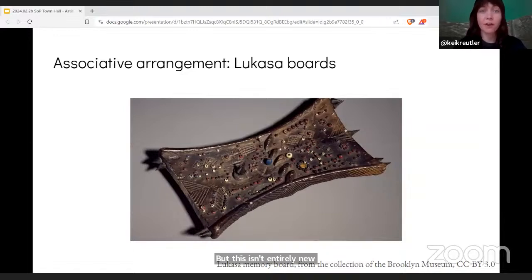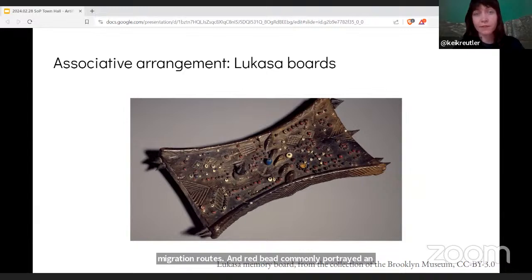Certain practices of artificial memory display associative over taxonomic arrangement. In the Luba Empire, court historians known as Bana Balute, men of memory, would be aided by a Lukasa memory board, shown here. While they were reciting epics, genealogies, and migration routes, they would run their fingers over the Lukasa's unique features. Clusters of lines on the board would often denote migration routes, and a red bead commonly portrayed an anti-hero, a rainbow serpent, from well-known Luba epics.